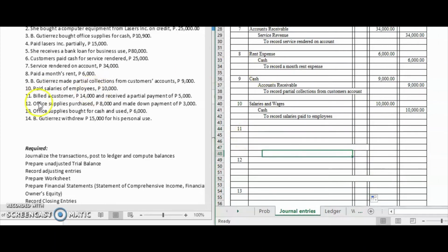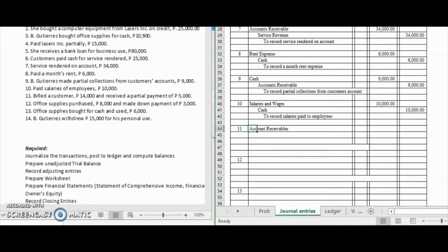Number 11, bill the customer 14,000 and receive a partial payment of 5,000. So in this transaction, you have what we call a compound entry. When you bill the customer, okay, hindi pa siya nagbabayad. You just give the customer yung statement of account niya. Okay? Meron siyang si customer merong utang na 14,000. But in this transaction, nagbayad siya ng partial payment, which is 5,000. So we are going to make a compound entry here.